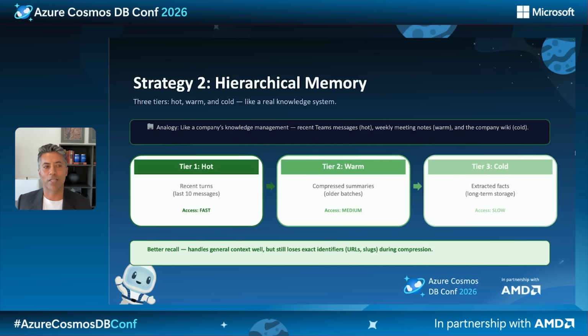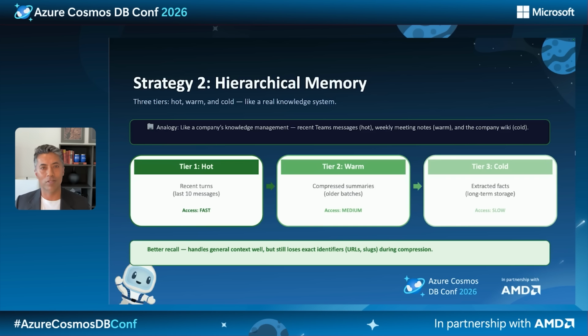Strategy 2, hierarchical memory. Think of this as 3 different tiers. The first tier being hot, for example, a company's knowledge management system will have your team's messages as your first tier. And that's part of your conversation, and you want to send them as it is, uncompressed. Number 2 is your weekly meeting notes. And let's call that tier 2, and kind of compressed summaries, because tier 2, not as important as tier 1. And then finally, the least used out of the 3, which could be your company wiki. And those are extracted facts in your long-term storage.